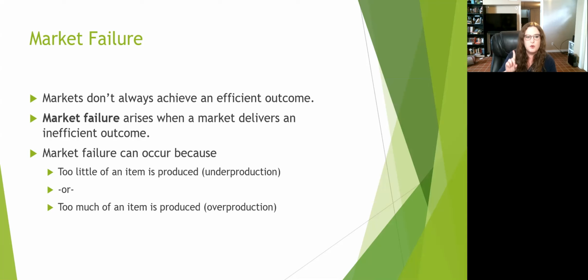Maybe the efficient quantity is 10, but we actually produce 15 and try to sell them, even though our cost is really high and no one will buy them. Well, then we're producing too much of something. That's a market failure. Market failure means that we're not in this equilibrium point where demand equals supply.